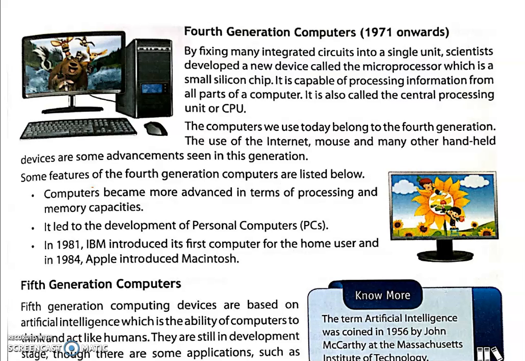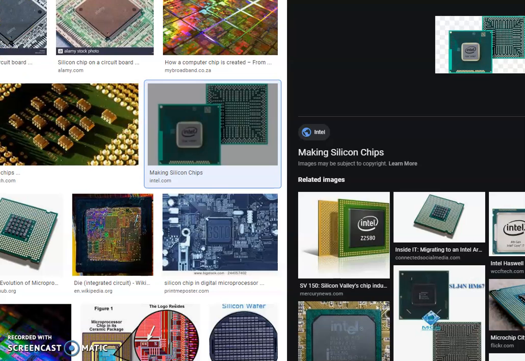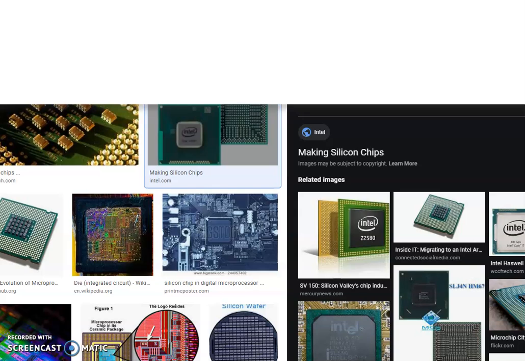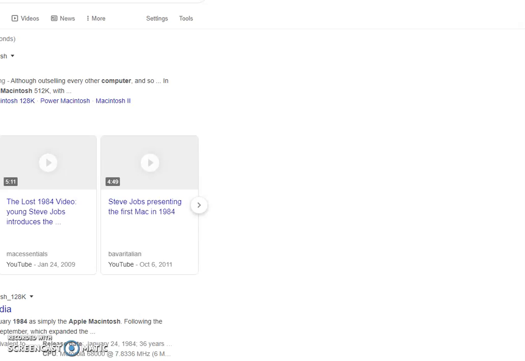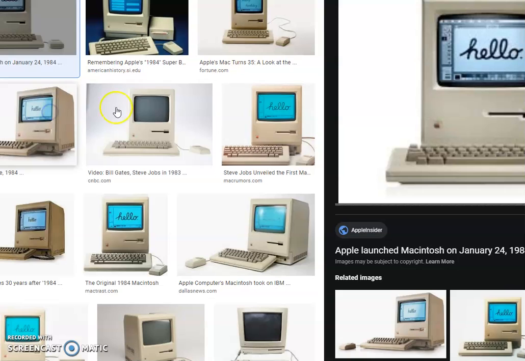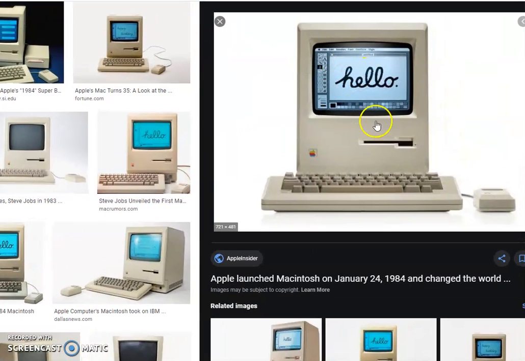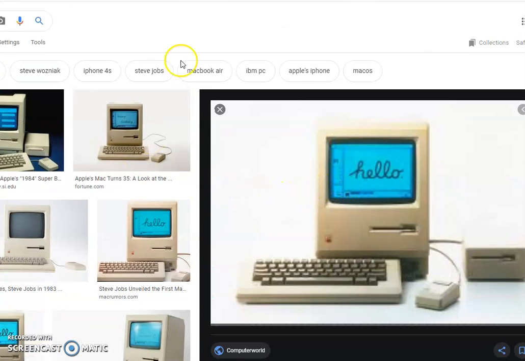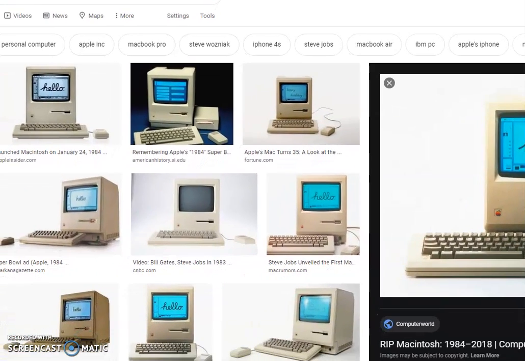In 1981, IBM introduced its first computer for the home user, and in 1984, Apple introduced Macintosh. Now let me show you Macintosh. It is a beautiful computer. It was invented by Apple in 1984. So see, this is how Macintosh looks. It had graphics, it had images, and it was a very beautiful, pretty little computer, as you can see over here. So this is a Macintosh.